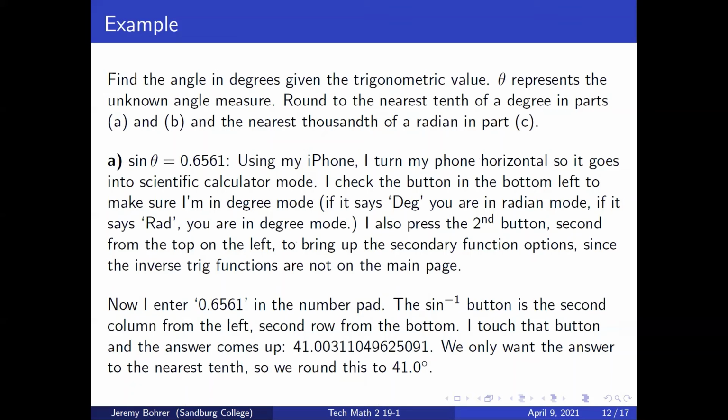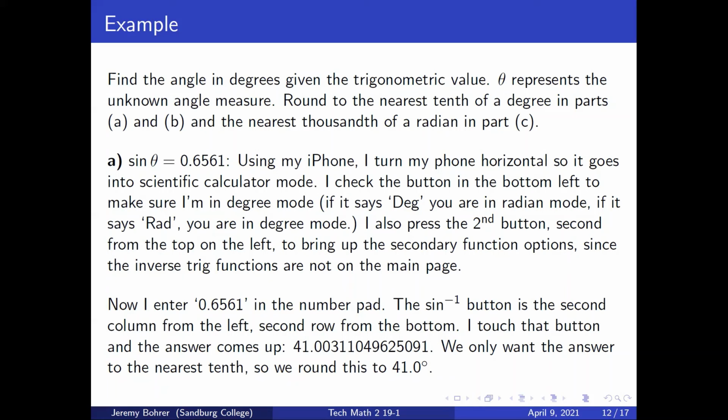I'm using my iPhone for this. I turn my phone horizontal so it goes into scientific calculator mode. I check the button in the bottom left to make sure I'm in degree mode. If it says DEG, you're in degree mode. If it says rad, you're in radian mode. I know that's a little counterintuitive. I also press the second button, second from the top on the left, to bring up the secondary function options, since the inverse trig functions are not on the main page.